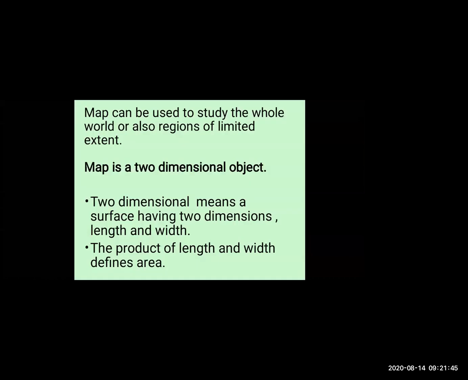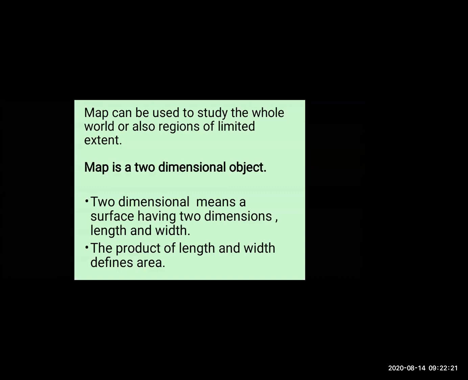A map can be used to study the whole world or also regions of limited extent. Maps are available which are based on the whole earth, or the whole world, like the world map I have shown you. In that map, you can study the whole world and also regions of limited extent. For example, if you want to study the region of Mumbai, then it is a limited region, and on that limited region also we can make a map.